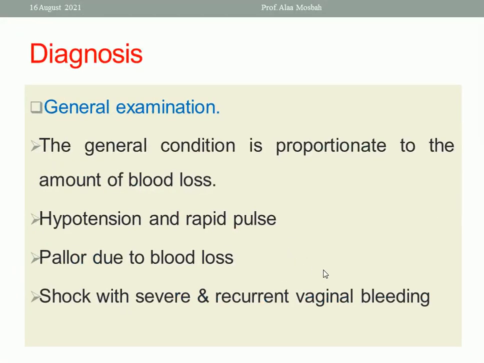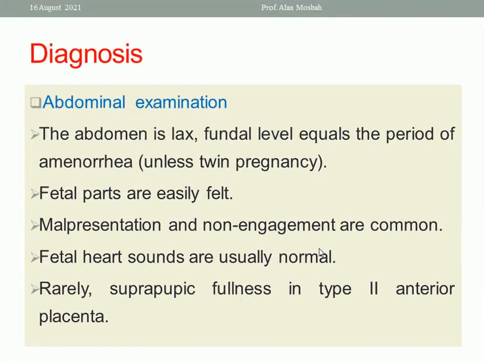In general examination, the general condition of the patient is proportionate to the amount of blood loss. So, with more loss of blood, there is hypotension, rapid pulse, even shock, and severe recurrent bleeding. Also, you will find pallor as a sign of blood loss.